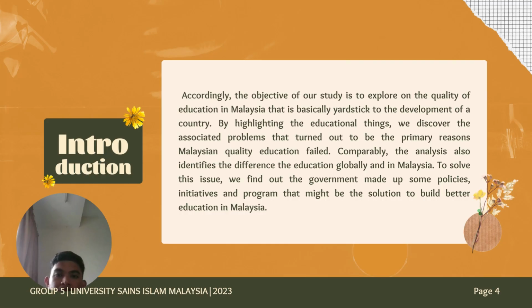Introduction. Accordingly, the objective of our study is to explore the quality of education in Malaysia, which is basically the yardstick to the development of a country. By highlighting the educational issues, we discover the associated problems that turn out to be the primary reason Malaysian quality education failed. Comparably, the analysis also identifies the differences in education globally and in Malaysia.